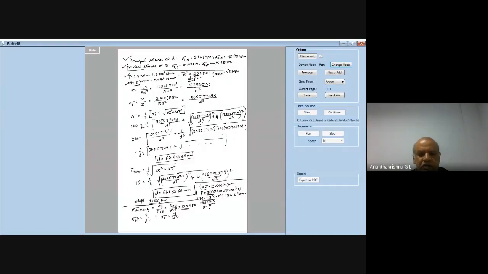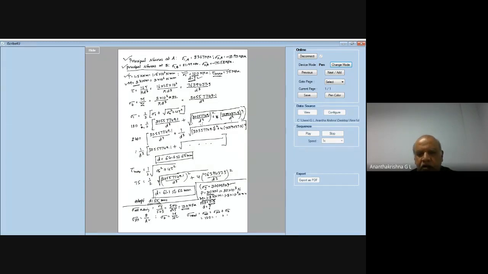When a member is subjected to axial and bending, the total stress is what? Sigma total will be equal to sigma allowable, that is equal to sigma axial plus sigma bending. So the allowable stress is 120 megapascal, that's equal to axial stress in terms of D plus bending stress in terms of D. Find out the value of D.